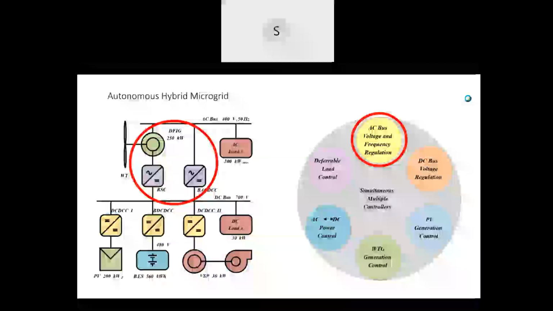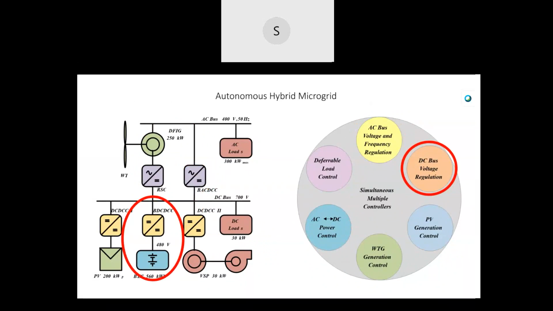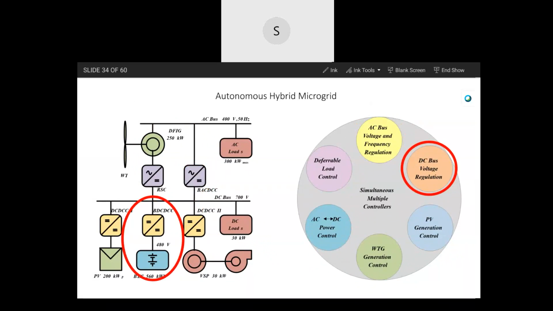These are to be taken one by one. For the AC bus voltage and frequency regulation, these are the converters used for that. Already discussed it. That's dynamic AC tracking. And then for the DC voltage regulation, this is to be done entirely by the bidirectional DC-DC converter on the battery. Its purpose is power balancing. Charge and discharge of the storage means power balancing. That is the only way to regulate the DC voltage, like frequency on the AC side.